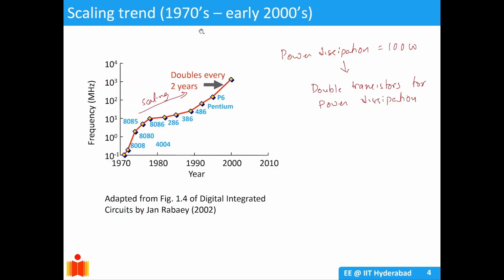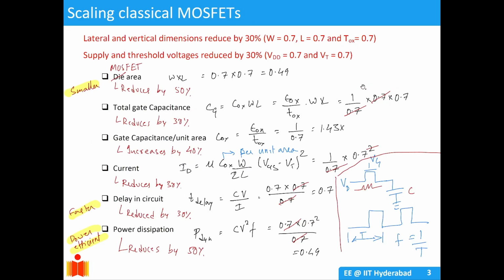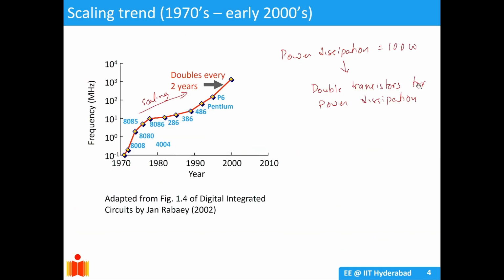Now the scaling trend from the 1970s to the early 2000s: you can see how the frequency has increased from 0.1 megahertz to almost 1 gigahertz and above, whereas power dissipation is now almost 100 watts, which is double.